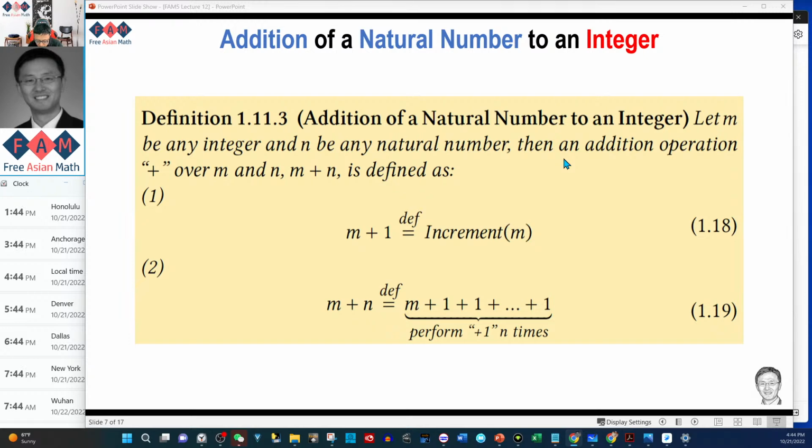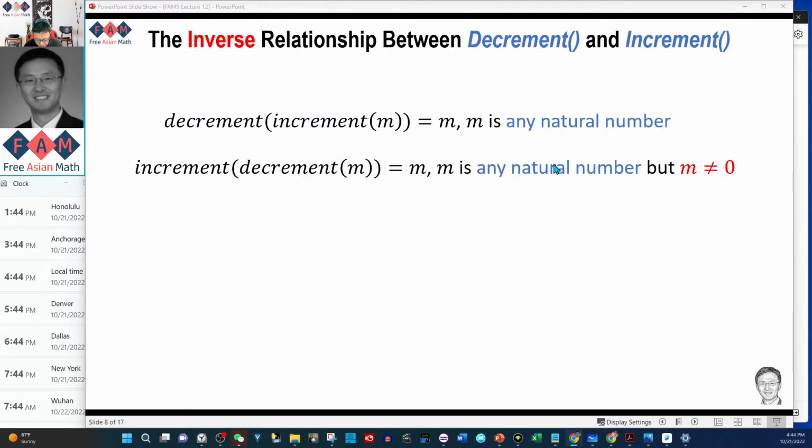The major difference is that we begin with any integer, and we use the capital I increment operation. Other than that, everything is very similar. So this is what we covered last time. It's very important to understand why we are doing this, why we took so much pain to expand into this.